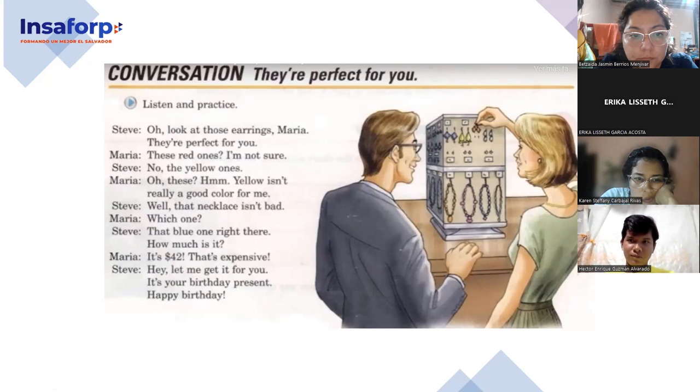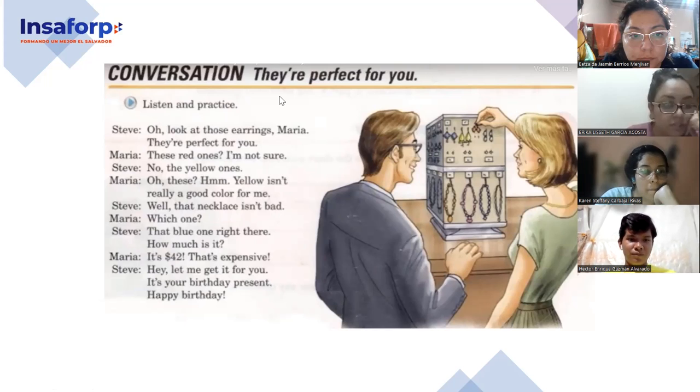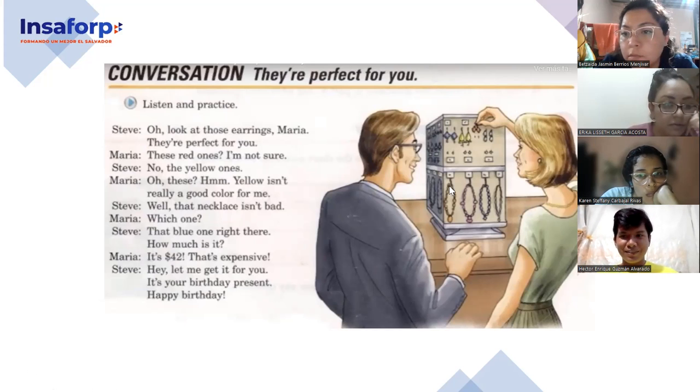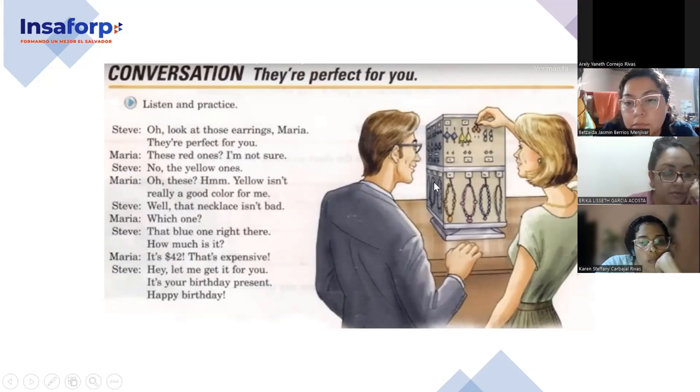Hector, hello, Hector. Good evening. Tell me, please, what do you see here in this picture, Hector? Good evening, teacher. ¿Me puede repetir la pregunta? Oh, describe the picture here. What do you see here in the picture?